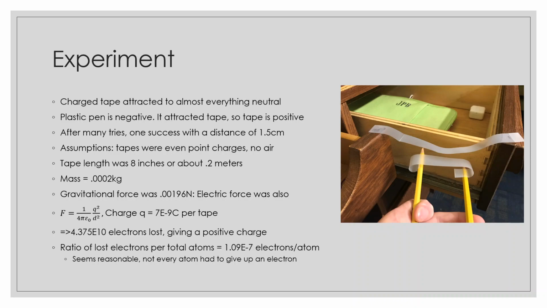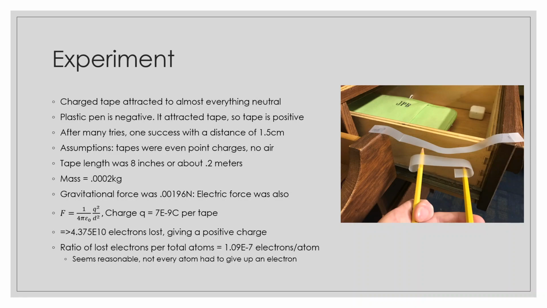So when I had to start doing the math of these numbers, I had to make a few assumptions. Mainly, each tape was a point charge and their magnitudes were equal, and air resistance was negligible. We can make these assumptions in this case just to make the math easy, because we're just trying to get a general sense of the numbers, not super precise.